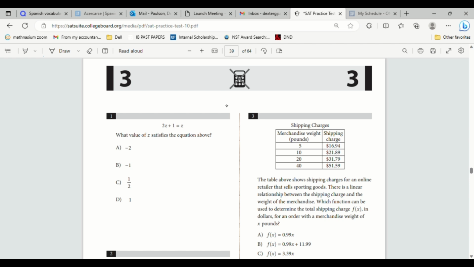Welcome everyone to the College Board released SAT practice test number 10. Today I will walk you through section 3, the no calculator math section.